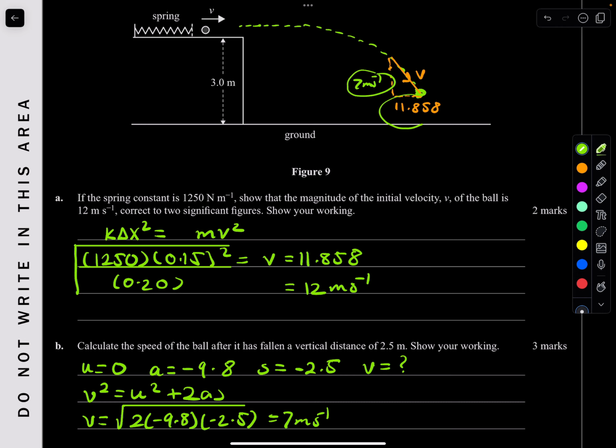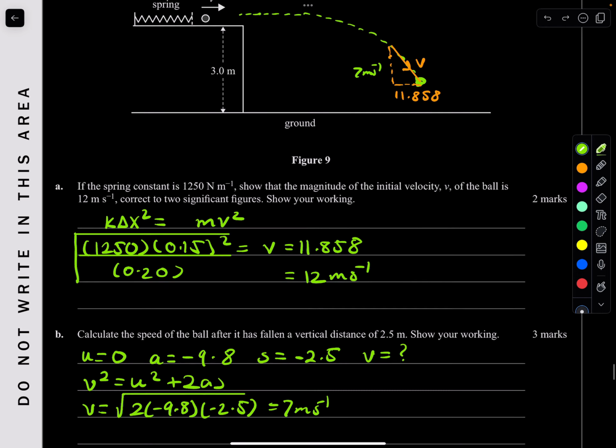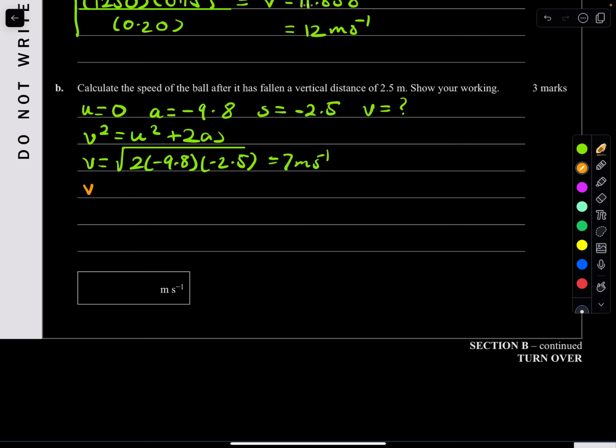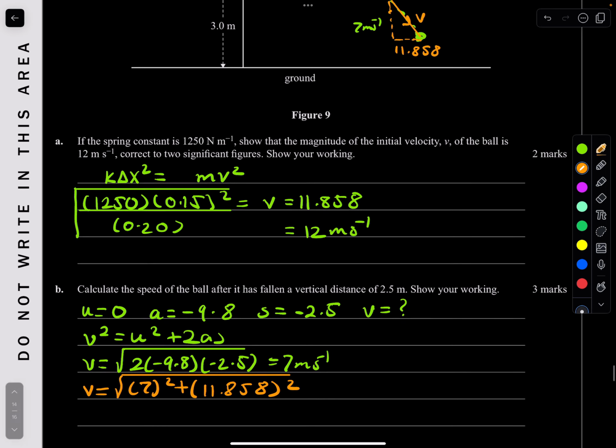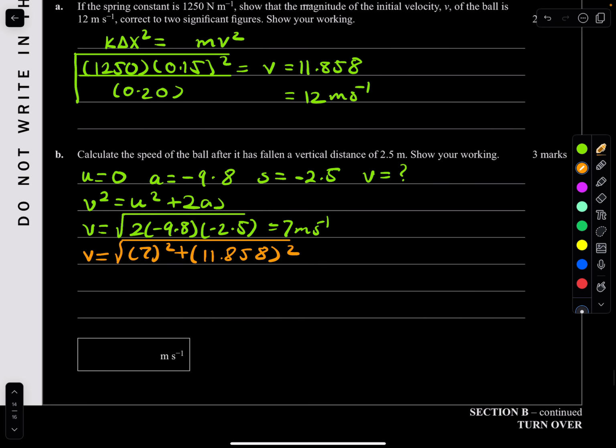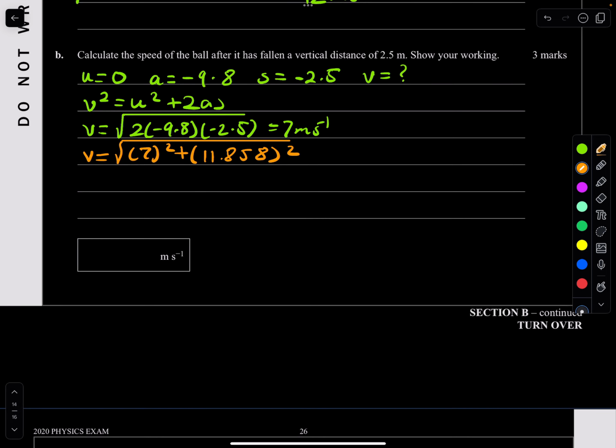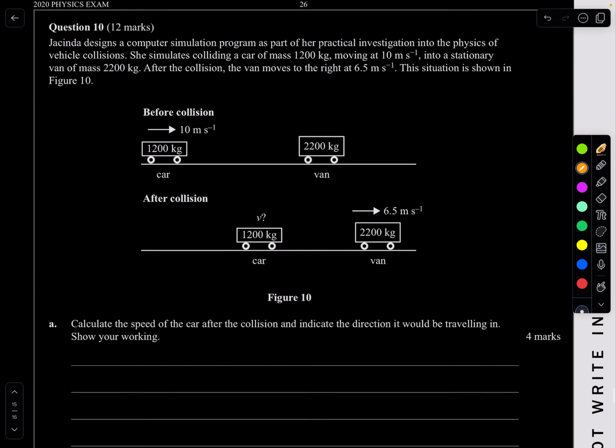So now I just have to use Pythagoras' theorem to calculate the overall velocity. The overall velocity is the square root of 7 squared plus 11.858 squared. That gives me 13.76, but to two significant figures it's 14. And yeah, that looks good.